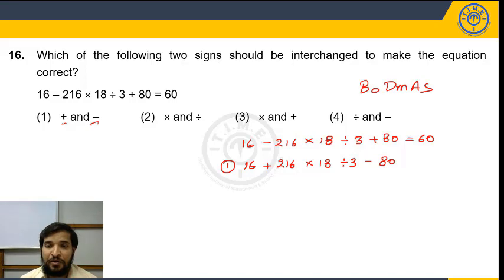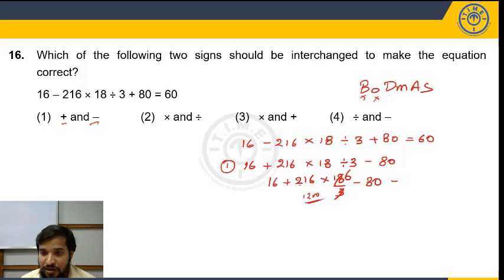Now here we don't have any brackets, we have division, that is 16 plus 216 into 18 by 3 minus 80. Now 3 ones are 3, 3 sixes are 18, 216 into 6, I am going to get something around 1200 change. Okay, 200 into 6 is 1200, but it should be equal to 60, which is not possible. So choice 1 won't be your choice.